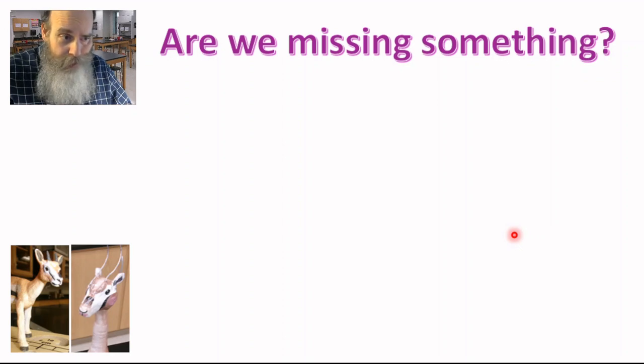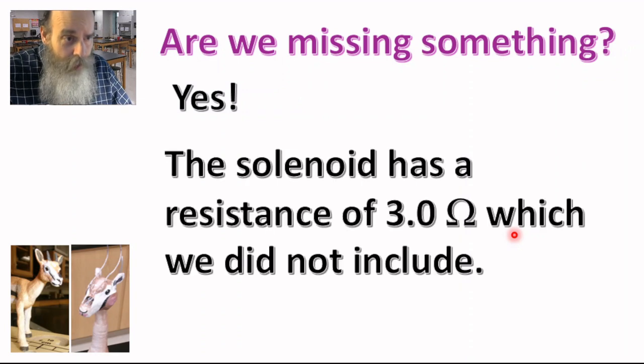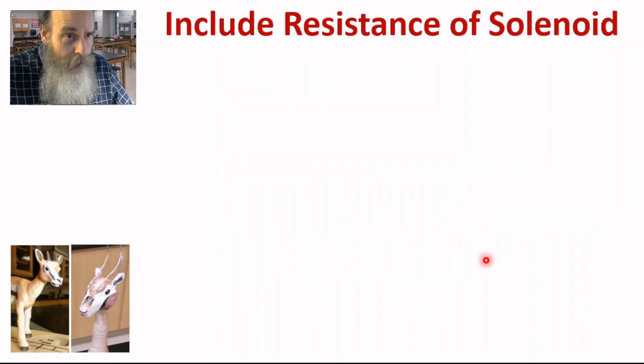Isabel thinks we missed something. Yes, Isabel, you are correct. Can you tell us what we missed? Correct! The solenoid has a resistance of 3.0 ohms, which we did not include in our calculation. Now let's include the resistance of the solenoid.